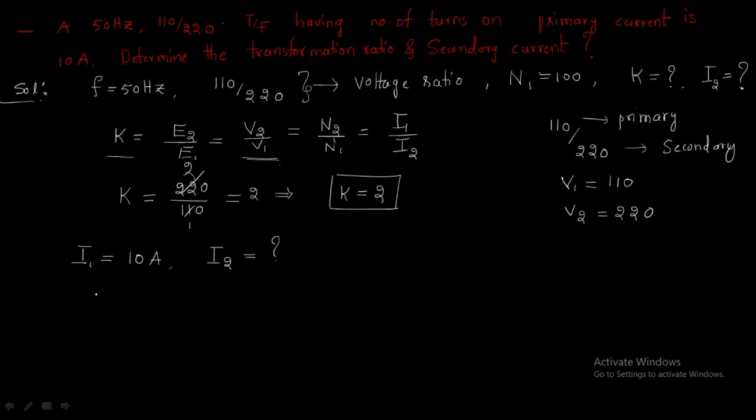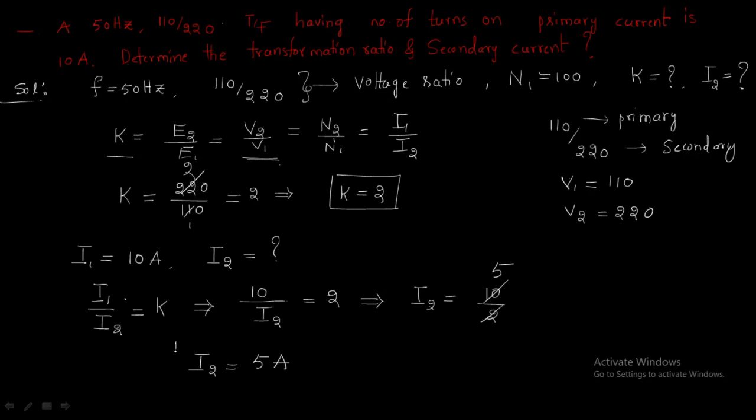What is the relation between primary current and secondary current? I1 by I2 equals the transformation ratio. I1 is 10. I2 we have to find out. The K value is 2. Then I2 equal to 10 by 2, which is 5. So the secondary current I2 equals 5 amps.